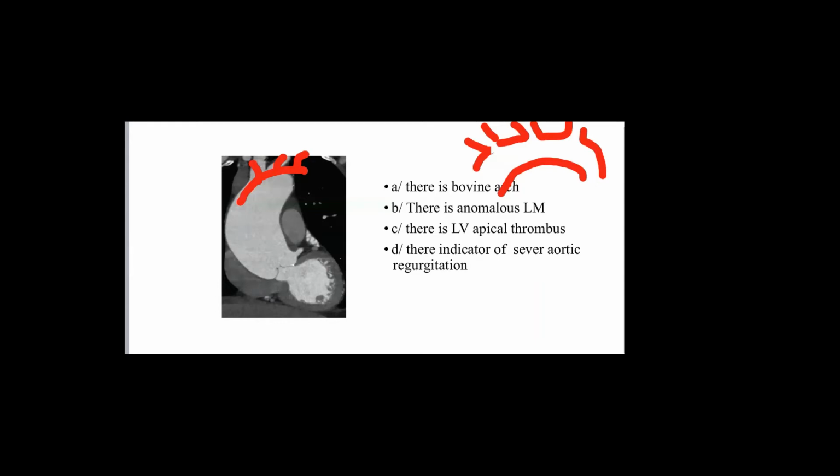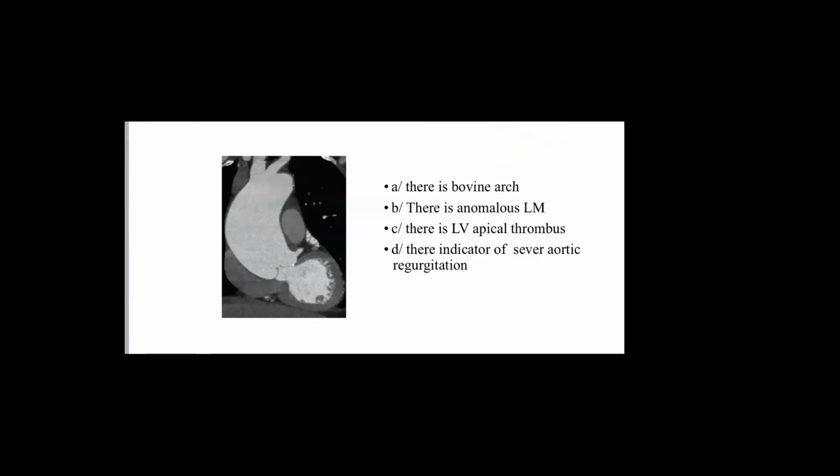And the one in the middle is the left common carotid, and the last one is the left subclavian. Now, the bovine part means what? The left common carotid artery is a branch of the brachiocephalic. Okay? It's not arising from the arch separately. That's bovine, but it's not shown here actually. This is not the case here.